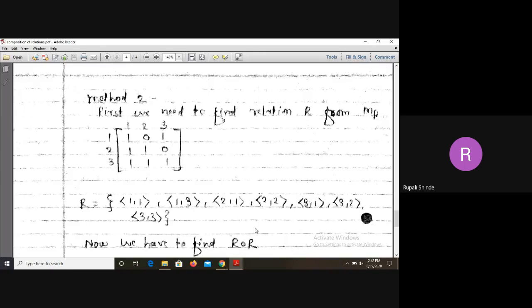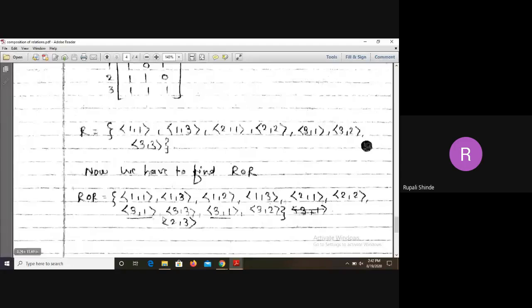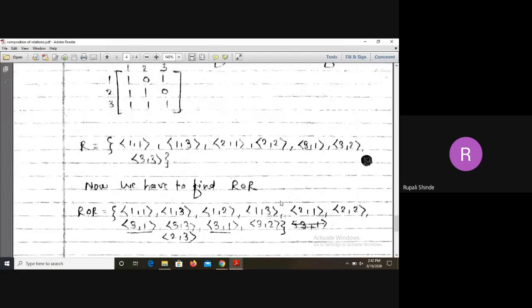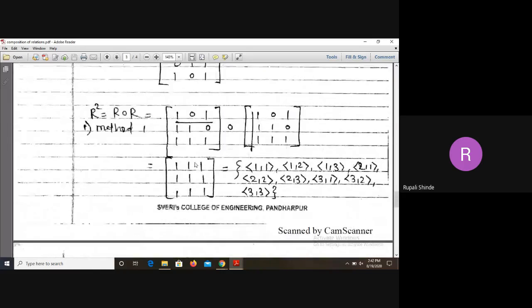So what is the value for R composition R? 1 1, 1 3, 1 2, 2 1, 2 3, 3 1, 3 3, 3 2. Yes, correct. So here is the value for R composition R. Now 1 comma 1, 1 comma 2, 1 comma 3, 2 comma 1, 2 comma 2, 2 comma 3, 3 comma 1, 3 comma 2, 3 comma 3. Means what? Again, for all the places in the 3 by 3 matrix, 1 is there. Means what? That ordered pair is present in the relation.